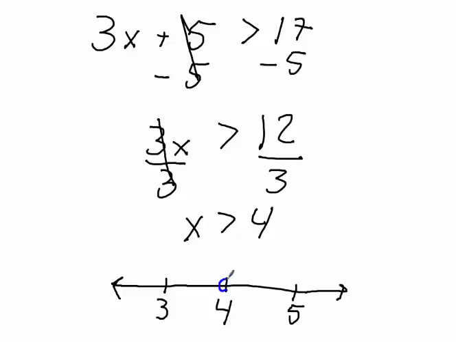So what you're going to do is you're going to draw an open circle on 4. Okay, that's your first step. It's going to be an open circle. If there were equality, it's going to be a closed circle.